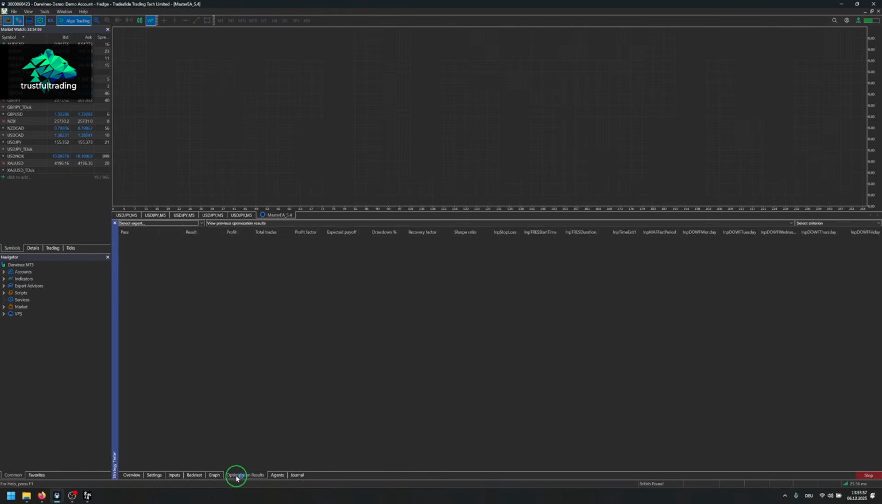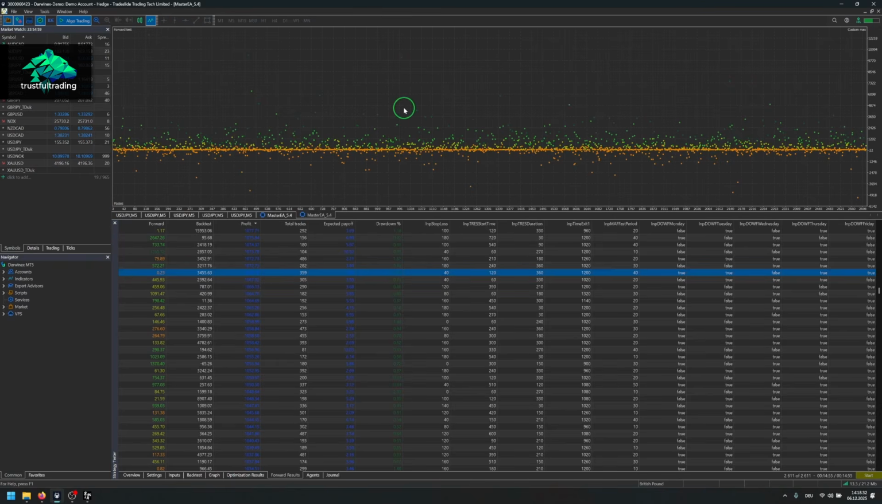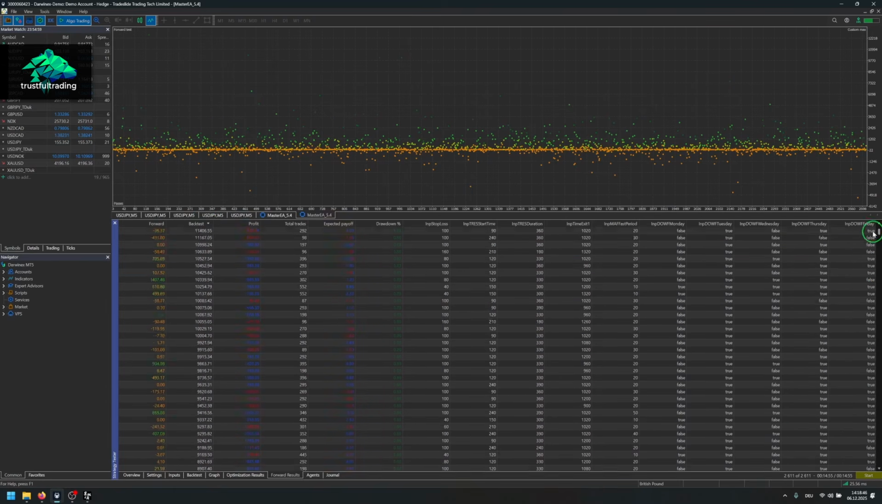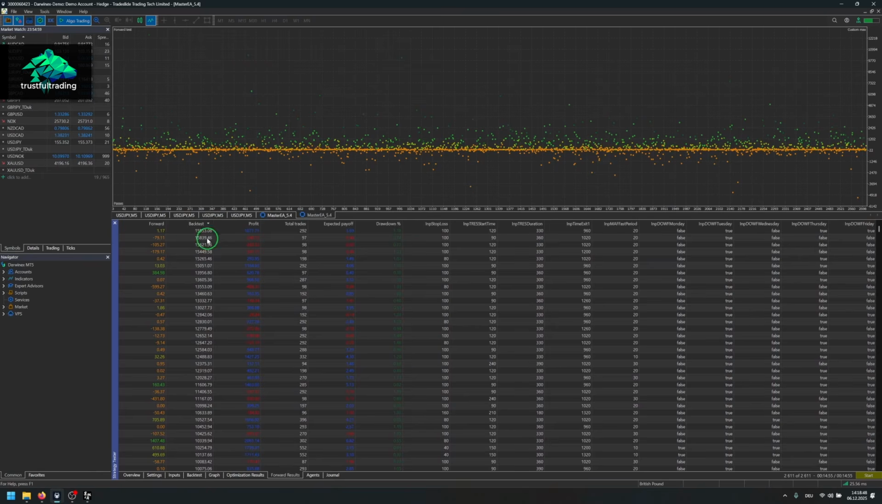And once the optimization is done, we will take a look at this table here. Okay, so now the optimization is done. And we see the forward results here. We see the backtest results. And now let's filter here and take a look at the best backtest results. And we can see immediately that the forward results are not that great.